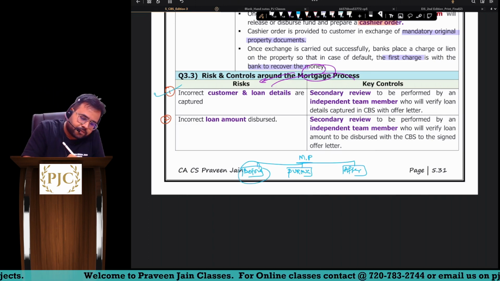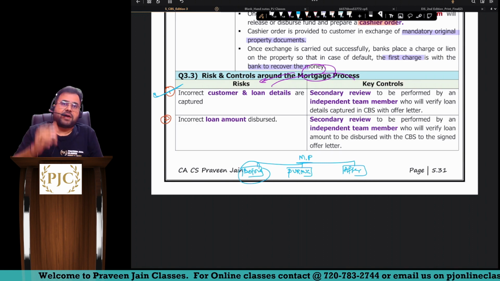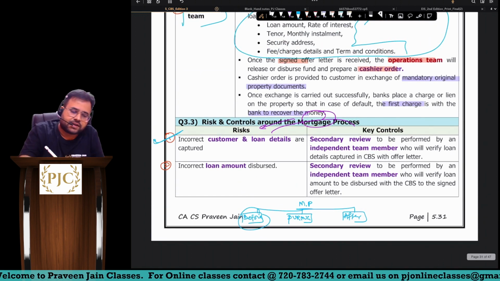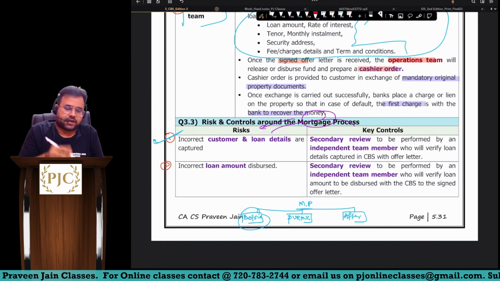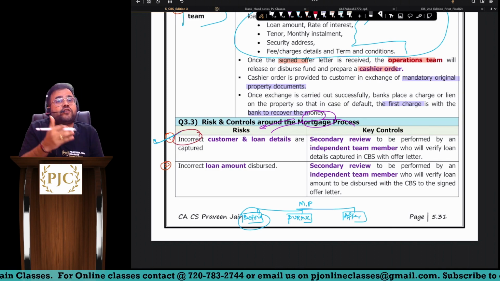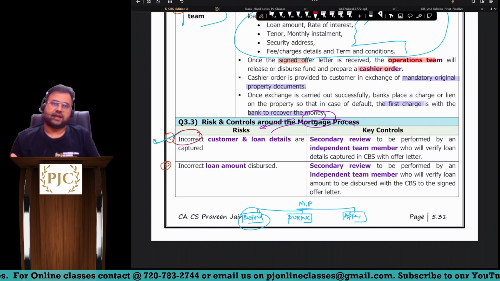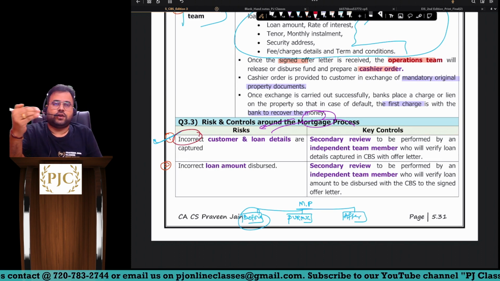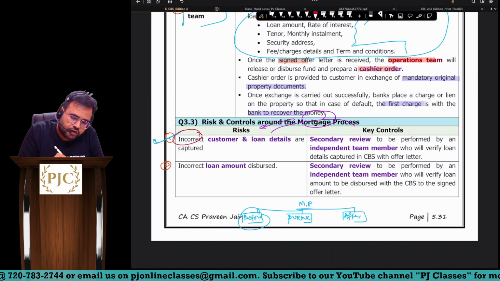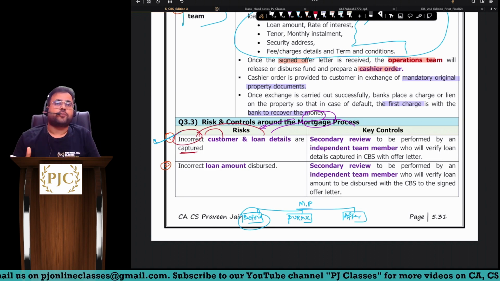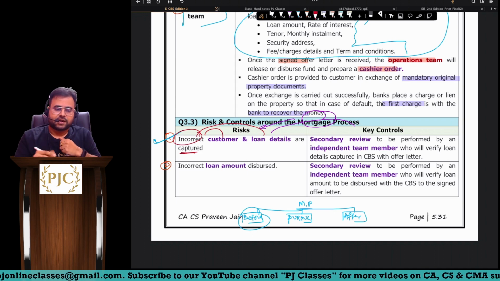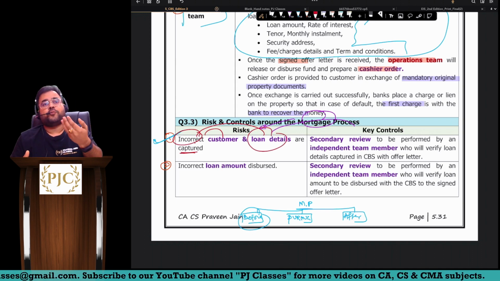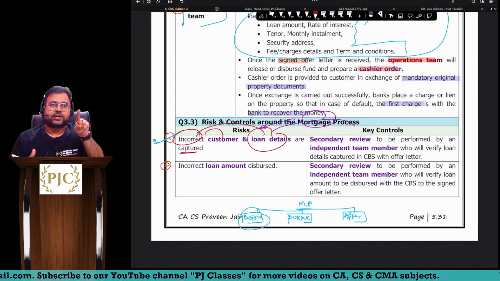Before disbursement, sir. Now sir, whenever we create master data, sir, that master data should be correct. So can I say there could be a possibility of incorrect entry of master data? Answer is yes. So customer master is wrongly entered, or loan master is wrongly entered, sir. So incorrect customer or incorrect loan details are captured. So customer name is not properly written, PAN number is not properly written, or loan details, sir, how much loan you are giving is not properly captured into the system, sir.